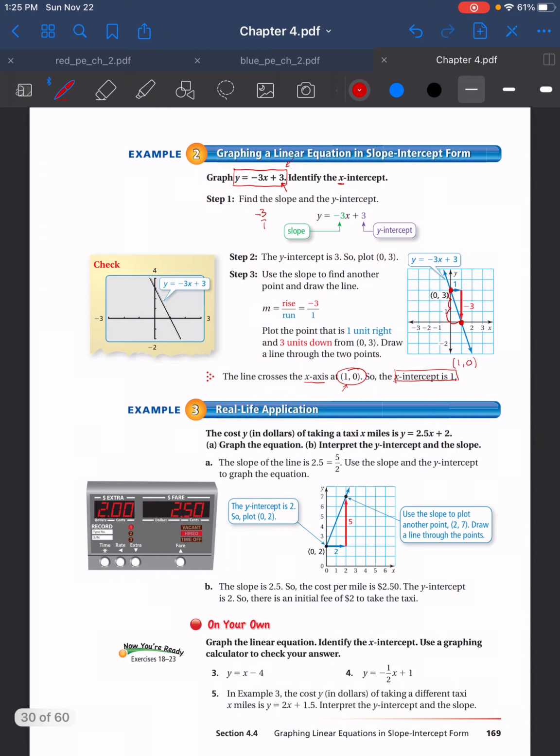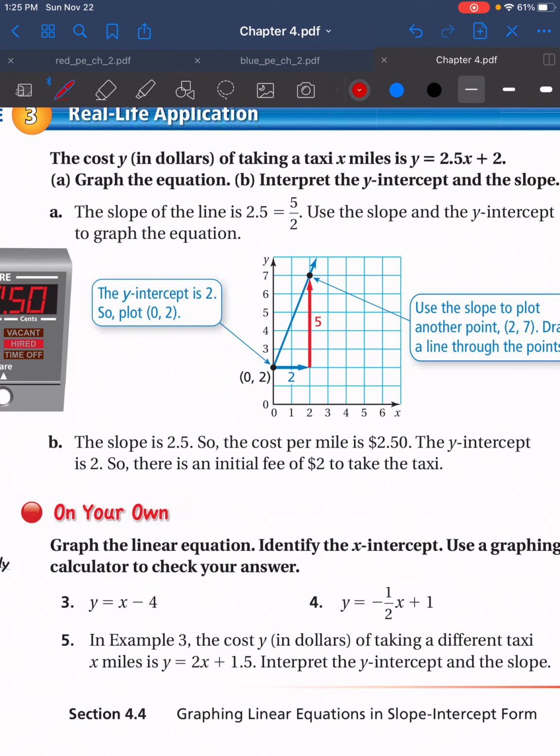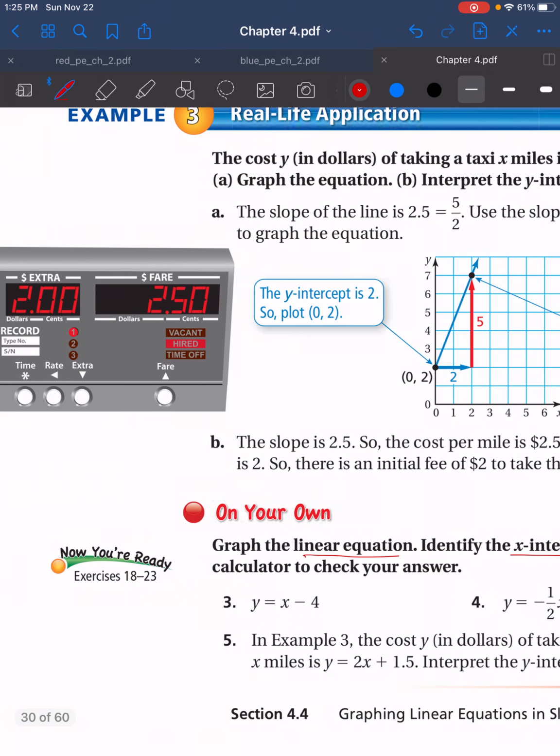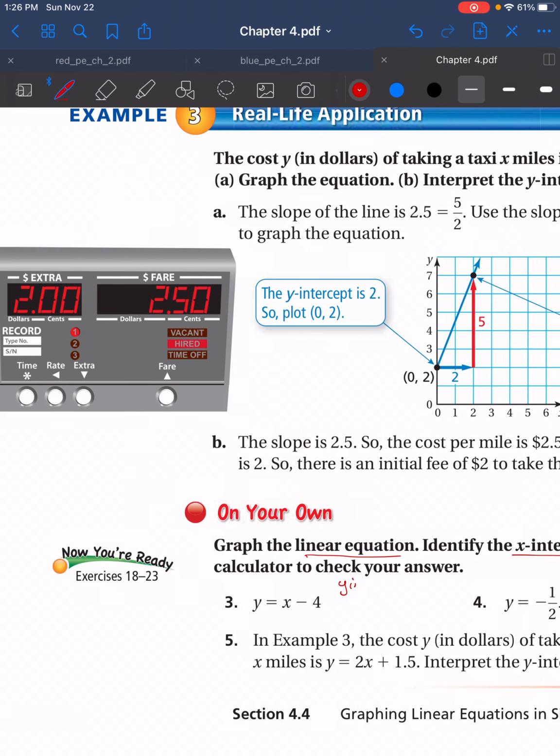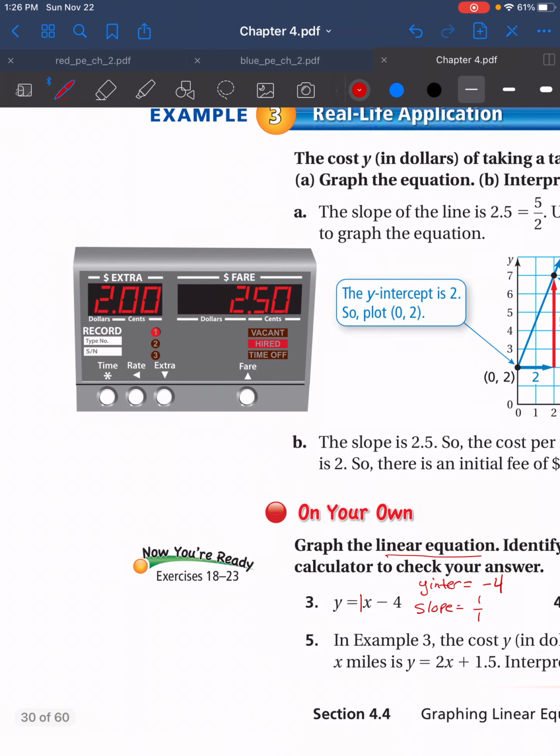Okay. Let's go down to 3 and 4. 3 and 4 says graph the linear equation and then find the x-intercept. It says to use a graphing calculator to check your answer. We're not going to do that, we're just going to graph it ourselves, okay? All right, first thing you need to do on 3, hope you're writing these down. Please write 3 and 4 in your notebook. First thing you need to do is tell me what the slope and the y-intercept are. The y-intercept is negative 4. The slope is 1 over 1. So I'm just going to sketch this, okay? It's not going to be perfect. Sketch it in your notes as well.